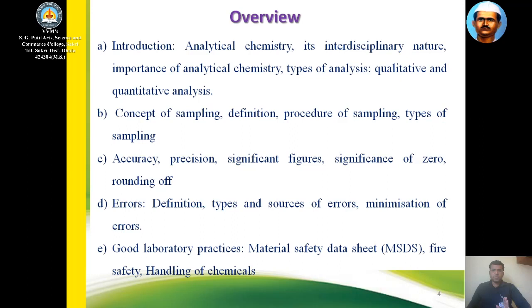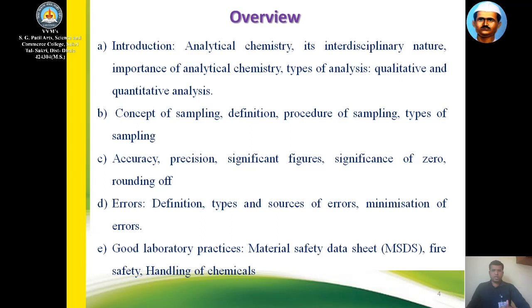Okay, B part covers the concept of sampling, definition, procedure of sampling, types of sampling. It means a sample which we are going to analyze in chemical procedures or instrumental procedures, how that sample can be made. The entire concept or procedure of sampling and types of sampling is going to be explained in that particular point.